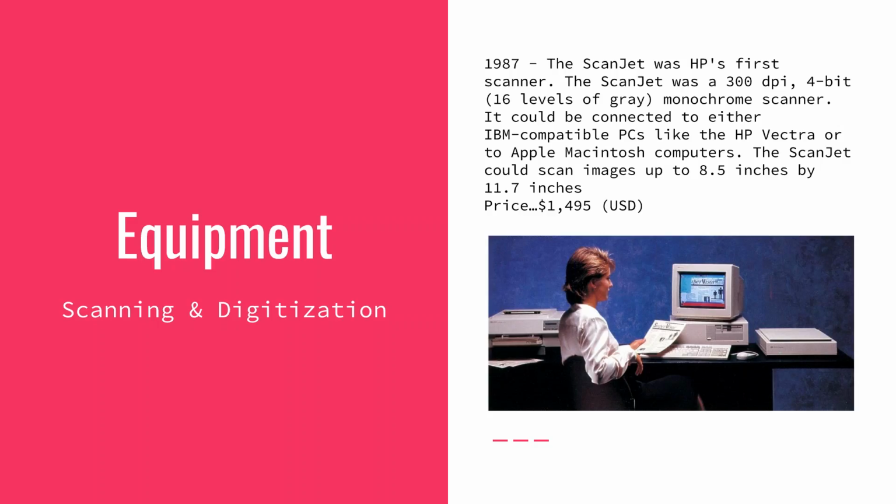So we talked a little bit about scanners, and the ScanJet was HP's first scanner. It had 300 DPI, it was 4 bits deep, 16 levels of gray, it only scanned monochrome, right? It came out in 1987, and it could be attached to things like that compact. And that device was able to scan 8.5 by 11.7 inches, and it sold for $1,500. That's the same kind of scanner with the superlative quality enhancements.